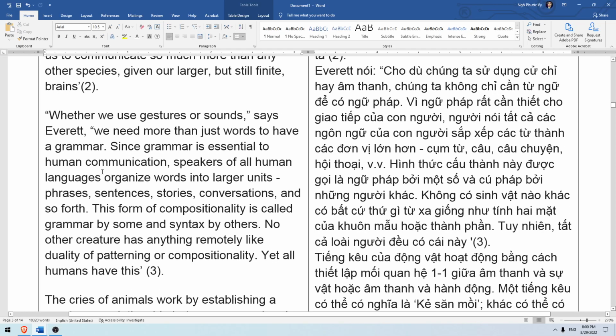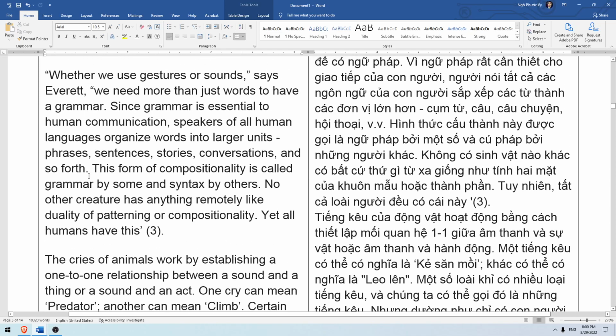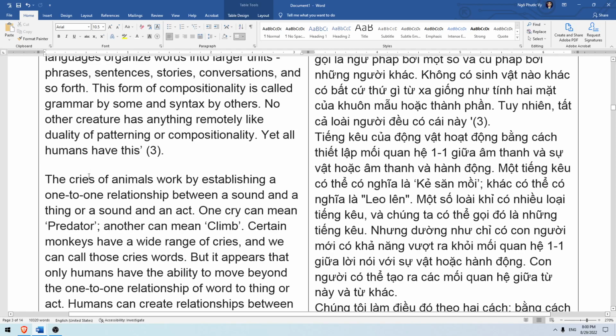Whether we use gestures or sounds, says Everett, we need more than just words to have a grammar. Since grammar is essential to human communication, speakers of all human languages organize words into larger units: phrases, sentences, stories, conversations, and so forth. This form of compositionality is called grammar by some and syntax by others. No other creature has anything remotely like duality of patterning or compositionality, yet all humans have this.